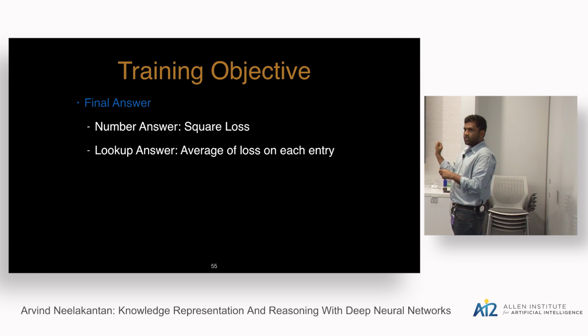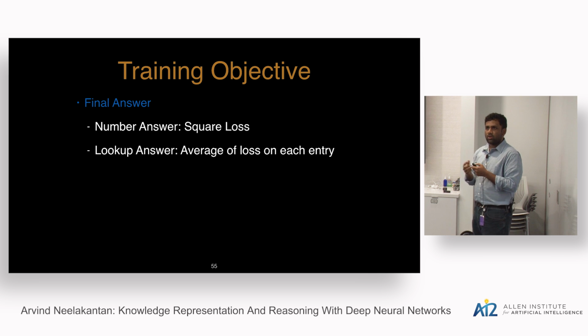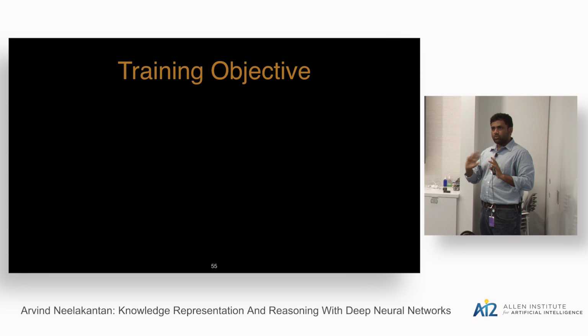And for lookup questions, the model basically gives a probability that a particular entry in the table is part of the final answer. So you can compute the log loss for each entry, and then you take an average of that log loss. So this is the training objective. So you're still using policy gradient, but the reward is? Sorry, we're not using policy gradient. We're just using gradient descent.